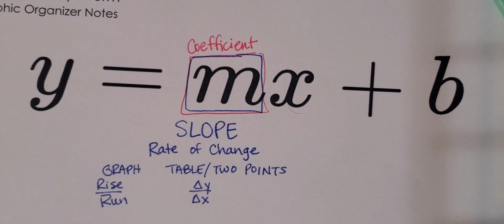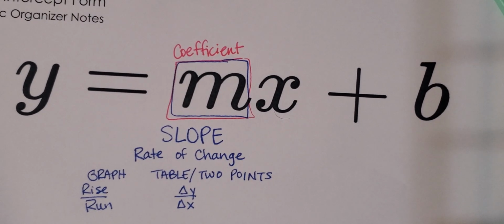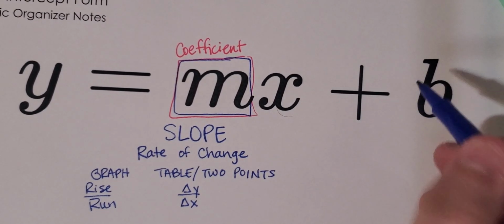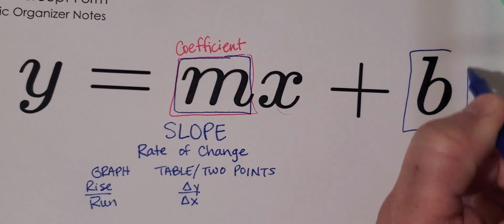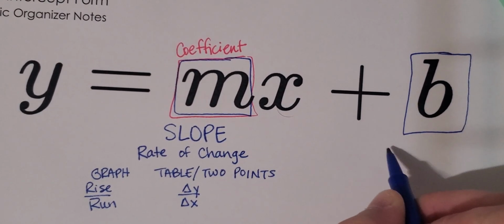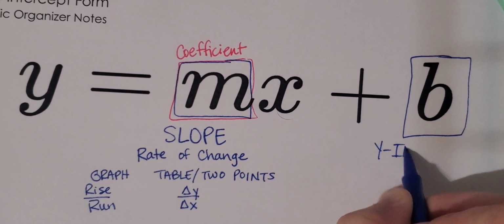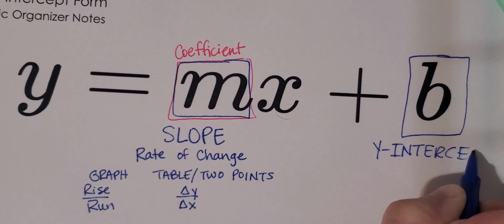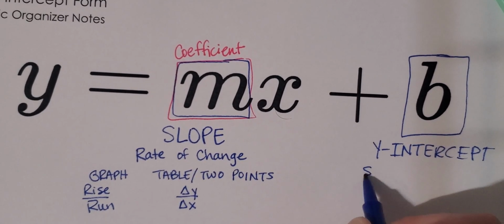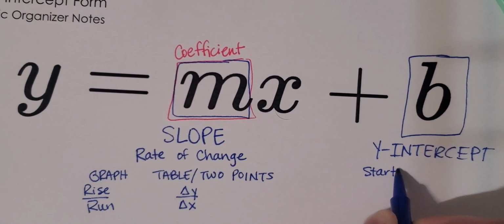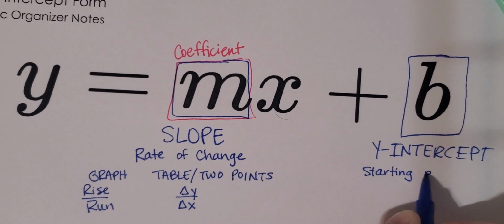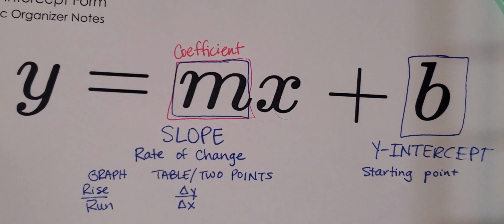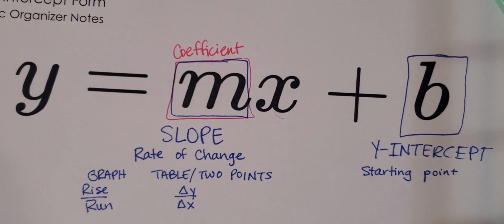The other value that we need to know is also what we've been practicing over the past few days, and that is our b value, or what we've been practicing as the y-intercept. The y-intercept is also known as our starting point. So it's the starting point of our graph. It's the starting point of a word problem. We'll be doing word problems here in a few weeks.